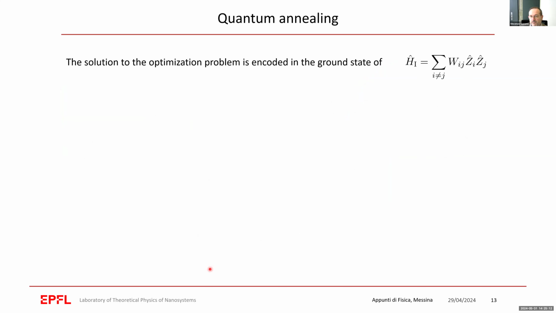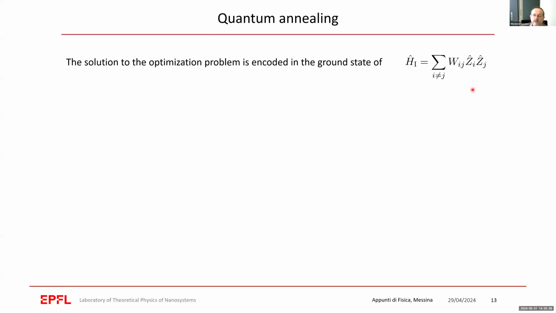A very famous approach that has emerged with quantum technologies is what we call quantum annealing. In quantum annealing, first of all, there is the problem that we want to solve now, I didn't include the constant, just the interactions.